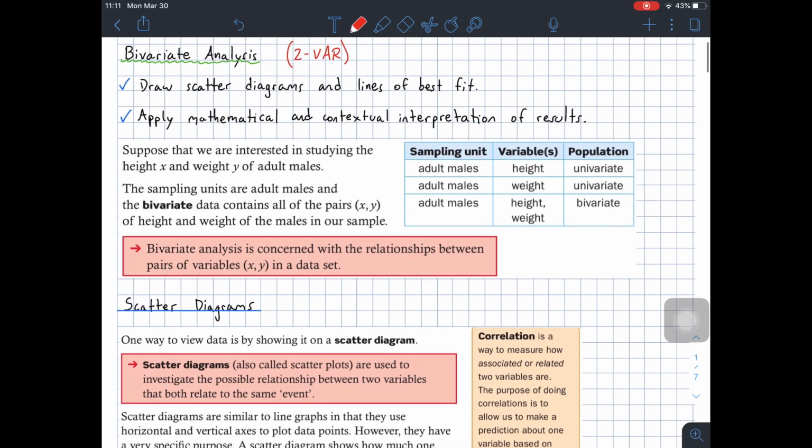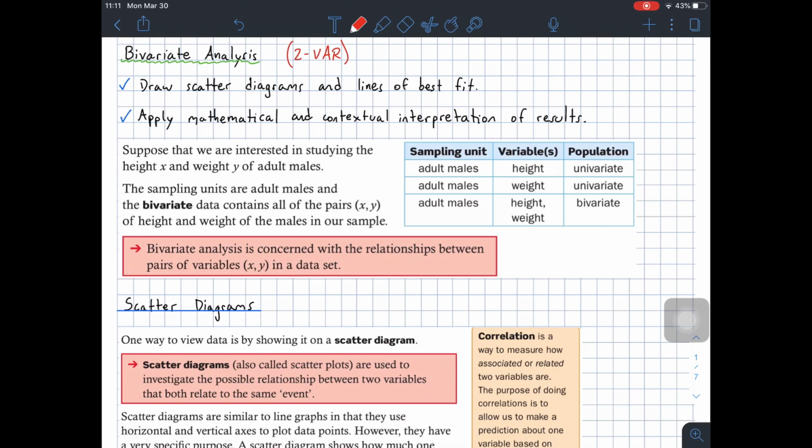It says, suppose that we're interested in studying the height and weight of adult males. The sampling units are adult males, and the bivariate data contains all of the pairs XY of height and weight of the males in our sample. So look at this table over here, and you'll start understanding what bivariate analysis is about. If we're studying adult males and we're only studying their height, we're talking about a univariate analysis because we're only studying one variable, which is height. Same thing, if we study only weight, this is a univariate analysis because we only have one variable.